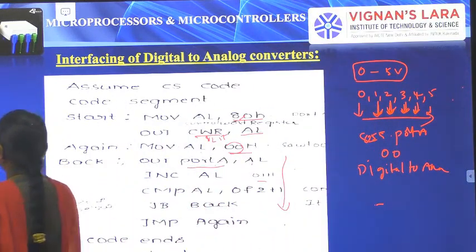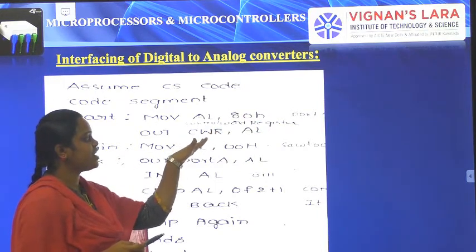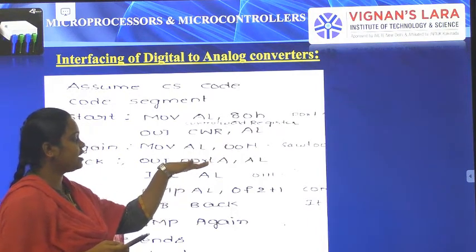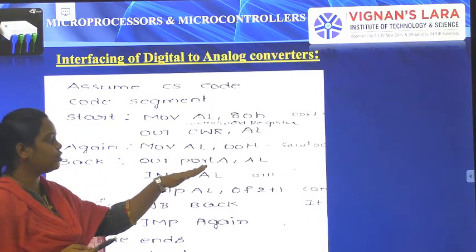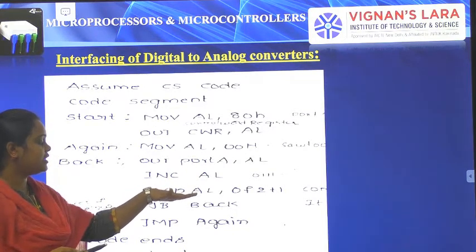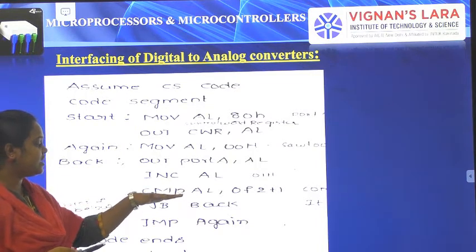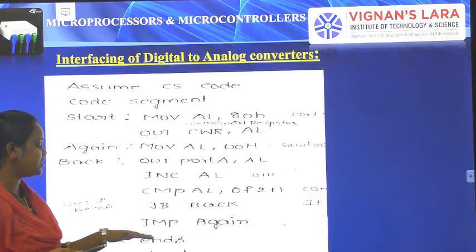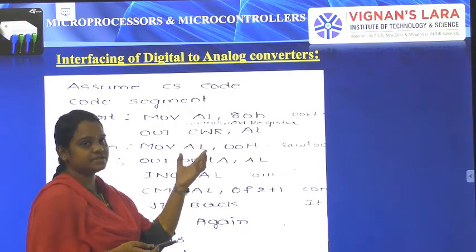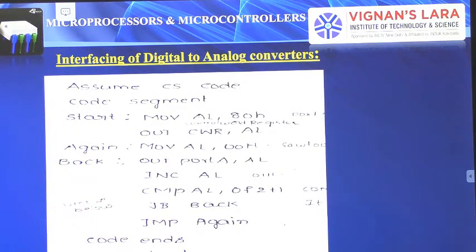First of all, we initialize the CWR register to 80H, and it will start from 0. It will convert the 0 into the analog output by increasing 0, 1, 2, 3 up to 5, and there are no values to take by port A. Then it will compare the input and jump back again. That means it will go to the next step, the next input, and like that the step will be repeated. When the code ends, the output will be printed.